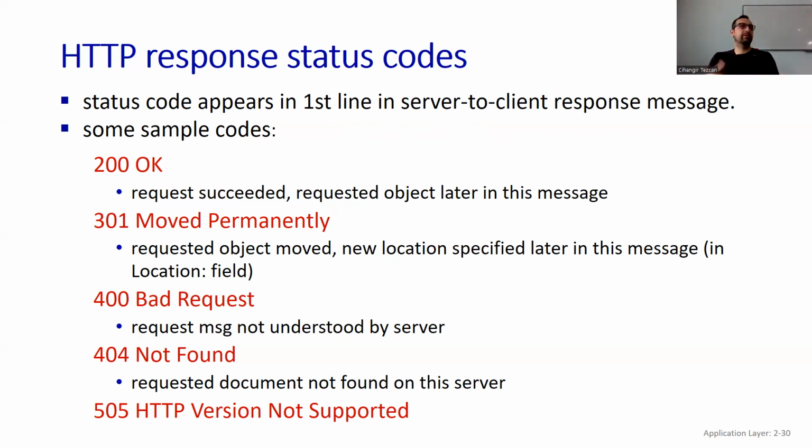So the browser sees it and asks you if you should follow the new path and so on. 400 is bad request, not understood by the server. 404, very famous one, requested document not found on the server, but you have to be careful about it here, because maybe the file is there, but your internet service provider didn't want to provide it to you. So when you see 404, this doesn't mean that the file is not there. Sometimes it is there, but you are not allowed to see it.